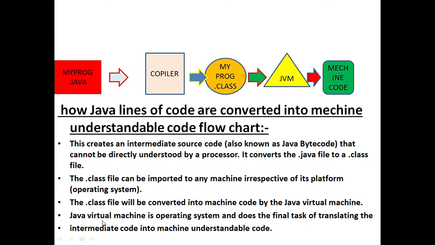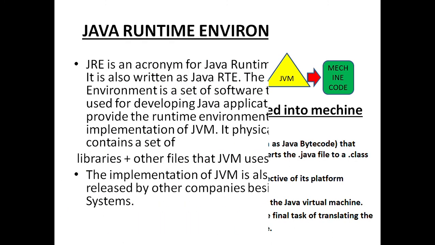Next, the Java Virtual Machine does the final task of translating the intermediate code into machine understandable code. The Java Virtual Machine does the final task of translating the intermediate code, that means bytecode, to machine code. This is called JVM.